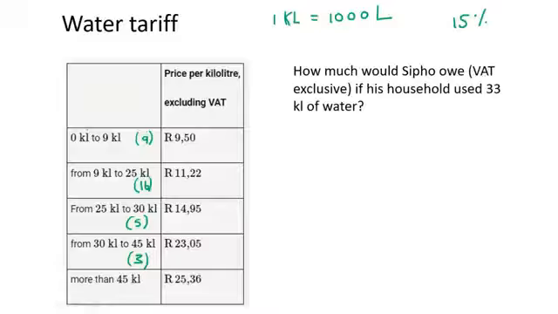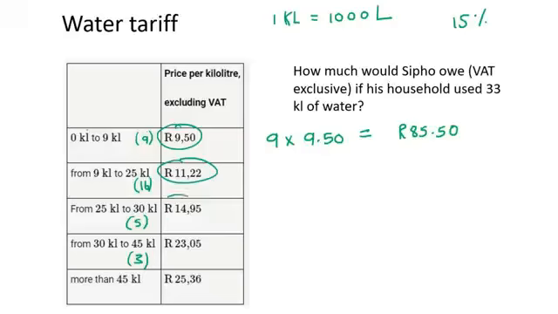So for this category, they charge you R9.50. So we're going to say 9, because it's R9.50 per kiloliter, but we used 9 kiloliters. So we're going to say 9 times R9.50, and if you calculate that, you get 85 Rand 50. Then in this category, we used 16, and you see how it's getting more expensive there.